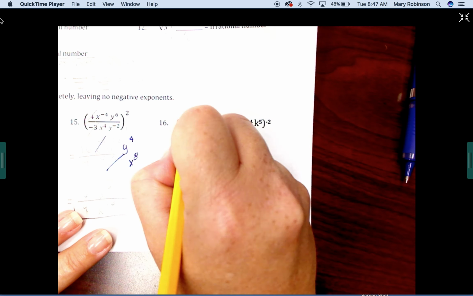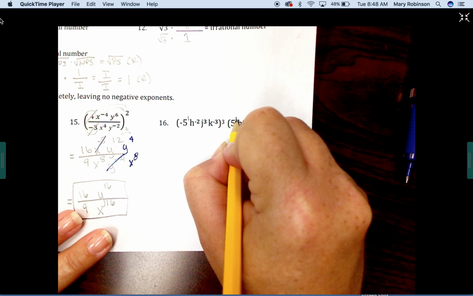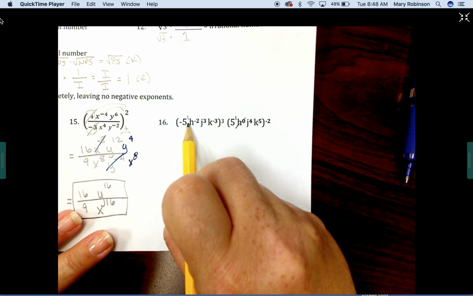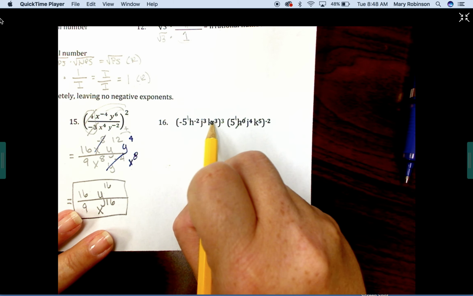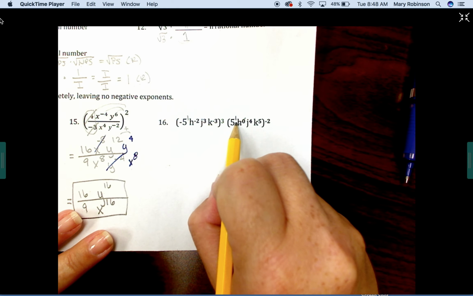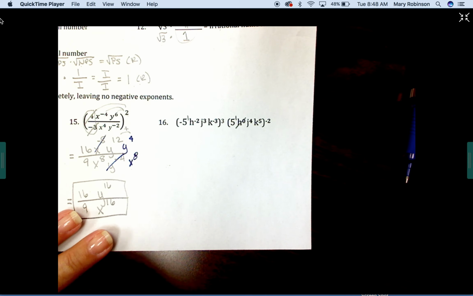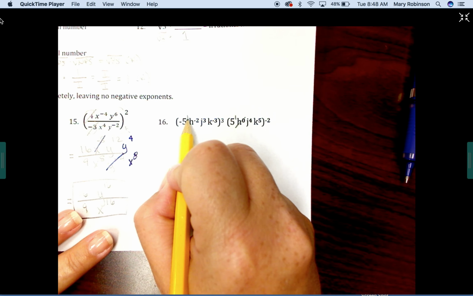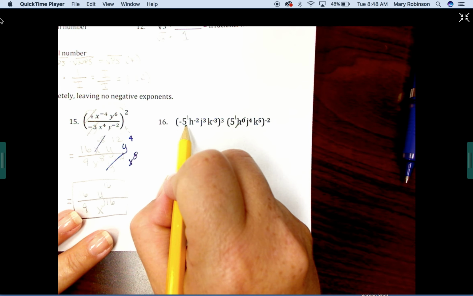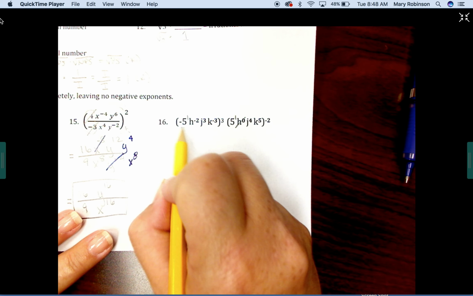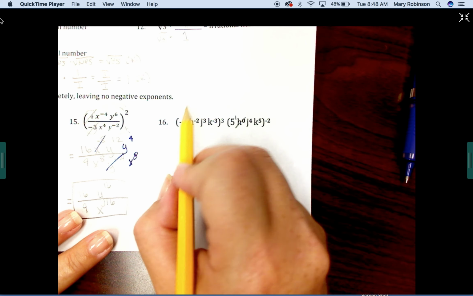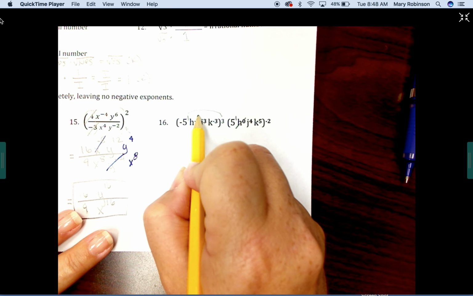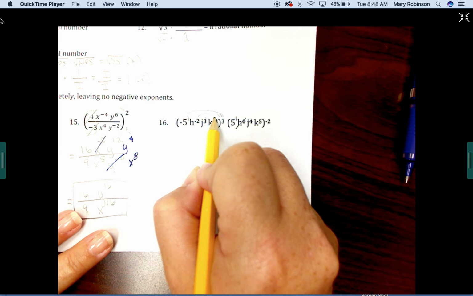I am now going to put in an understood exponent of 1 for anything that does not have an exponent. So -5 here has an understood 1. And this 5 has an understood 1 as well. The reason I do that is so that you do not confuse multiplying the -5 and the 3. We never multiply the base of -5 times the exponent of 3. The only thing we multiply are the exponents themselves.